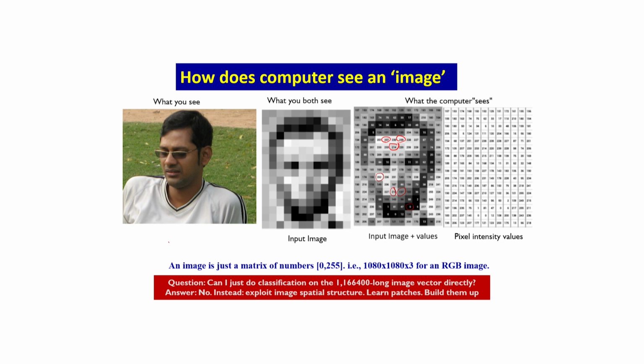So, a 1080 into 1080 image is nothing but about 1 megapixel. It has 1080 by 1080 pixel elements, and multiplied by 3 elements each to be stored. So, the question is, can I just do classification on these 11 million long image vectors directly? Each one is an image vector, right? The answer is no, we cannot do that. Your computers cannot handle it. Then use something else like patches, or build them up very slowly, step by step.